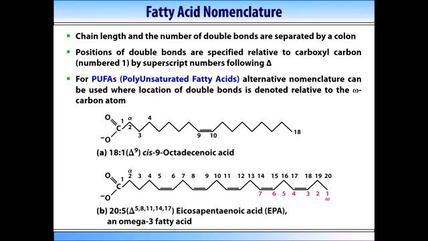For the polyunsaturated fatty acids, polyunsaturated meaning having multiple double bonds, an alternative nomenclature can be used where the location of double bonds is denoted relative to the terminal end. Oops, my laser pointer is not working anymore. The terminal end is denoted as omega, right? Then the first atom at which the double bond is located would be omega 3, 6, 9, and so on.